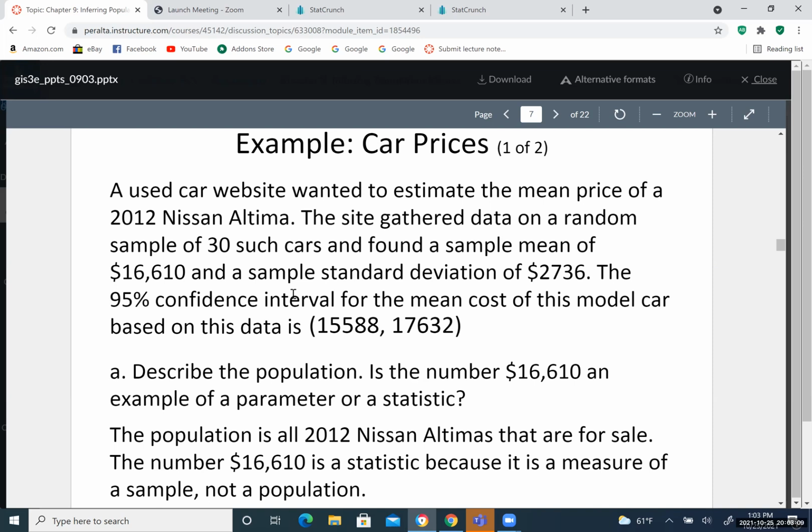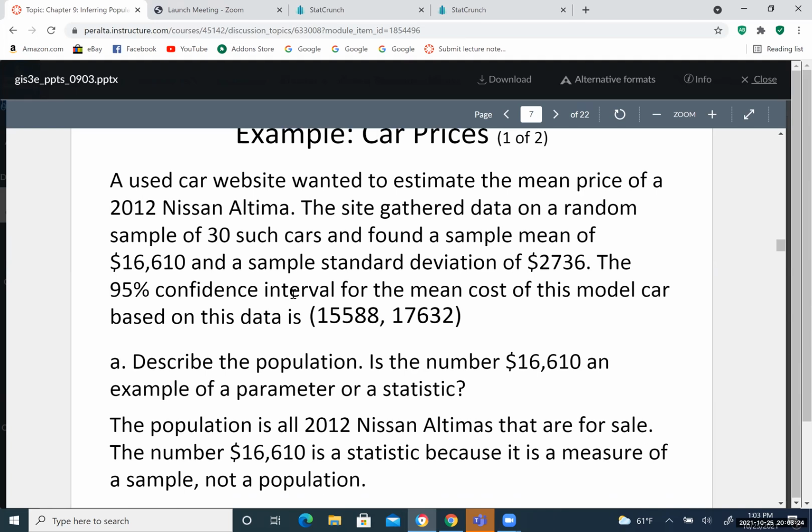So in part A, describe the populations. They want to ask if the value 16,610 is an example of a parameter or a statistic. If you understand the parameter, it is about the mean of the entire population. So look back here, we found a sample mean, right? Sample mean. This is a statistic. They're not talking about populations here.